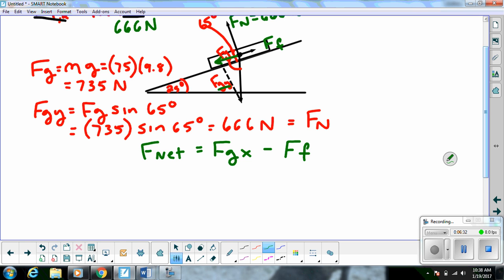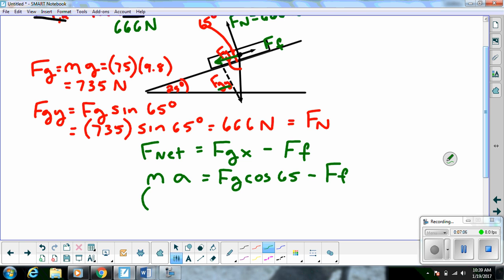Well, I can definitely get the net force of the system because I know the mass of the box times its acceleration. I can definitely get the force of gravity in the x direction because that's going to be the force of gravity times the cosine of 65 degrees. And then I can solve for the frictional force.